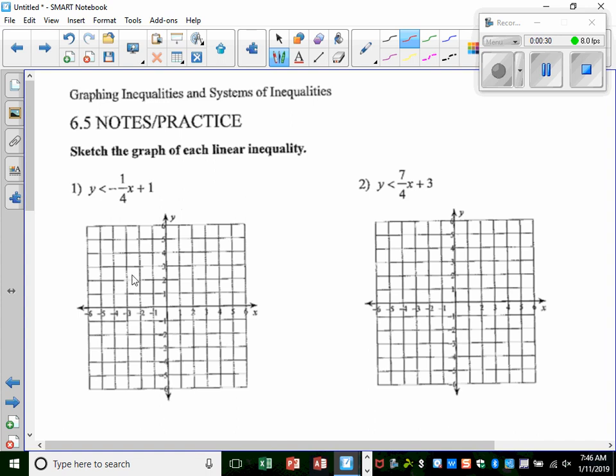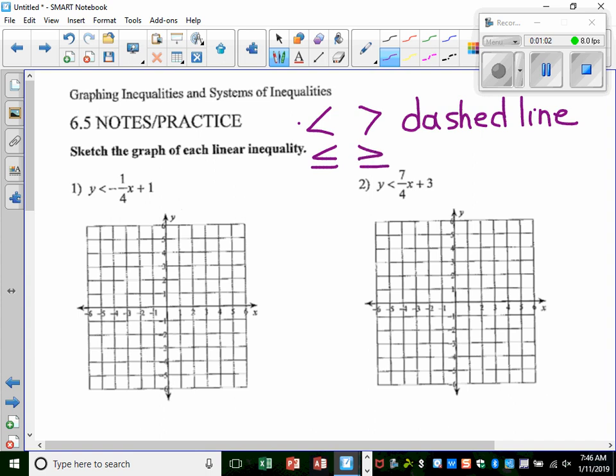Well, when you graph on a coordinate plane, that means using the 4 quadrants, I'm going to tell you how to determine if we write a solid line or a dashed line. So let's just make a little key at the top. If you have a less than or greater than symbol, then you're going to make a dashed line. And if it has the equal sign under it, like this, then you make a solid line.